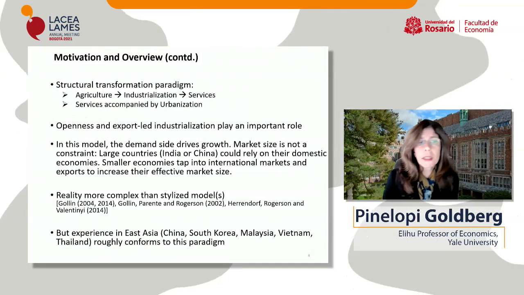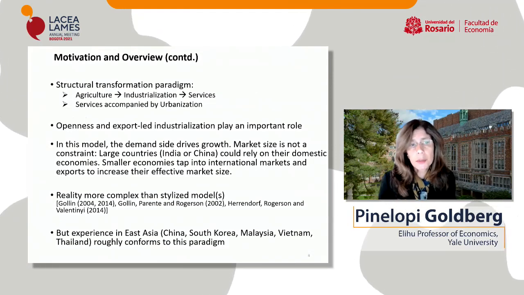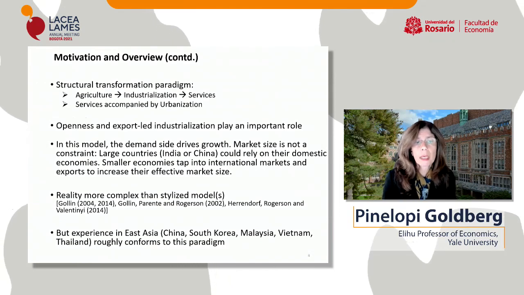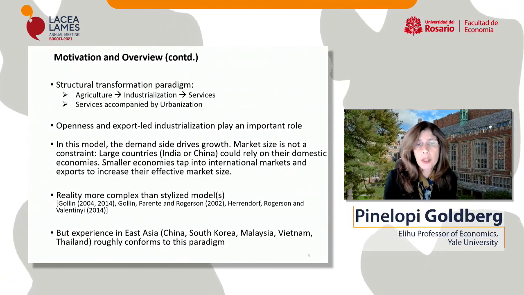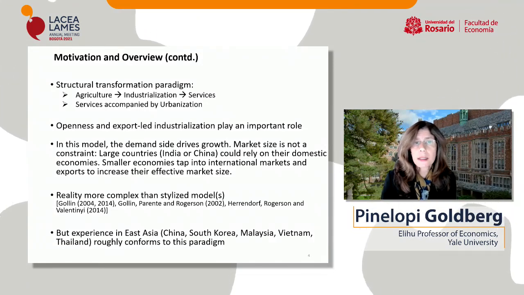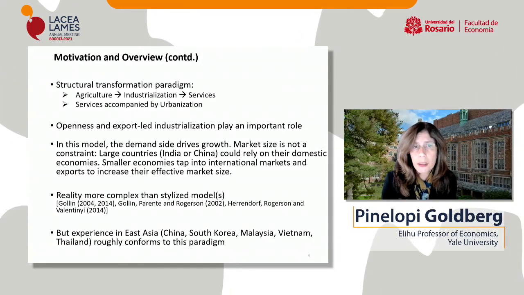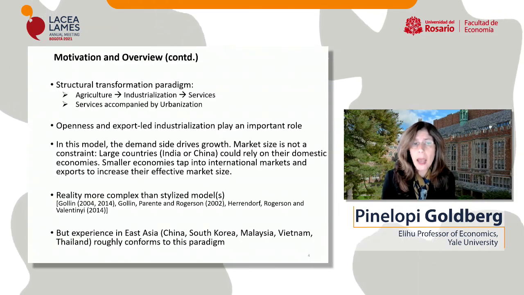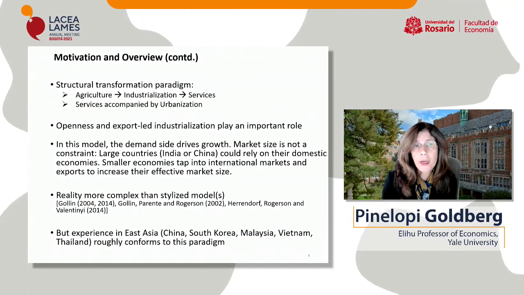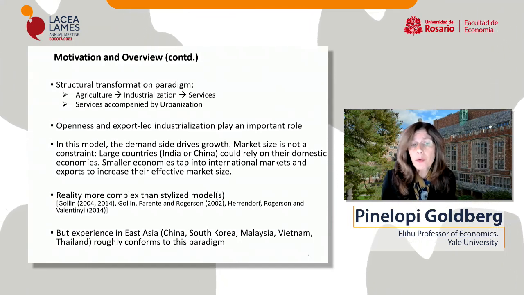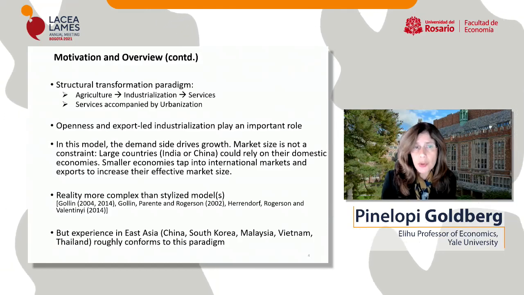So briefly, what is the structural transformation paradigm? In the traditional structural transformation paradigm, resources move from agriculture to industry, to manufacturing, and then to services. And the growth of services is typically accompanied also by urbanization. In this process, openness, trade, and export-led industrialization play a very important role. And therefore, the demand side is not a constraint.